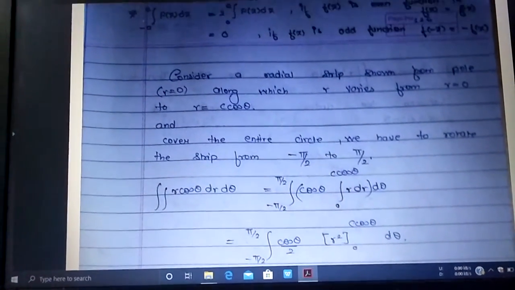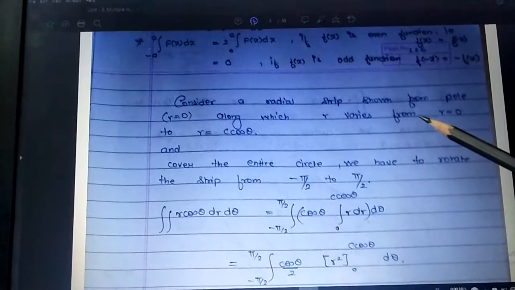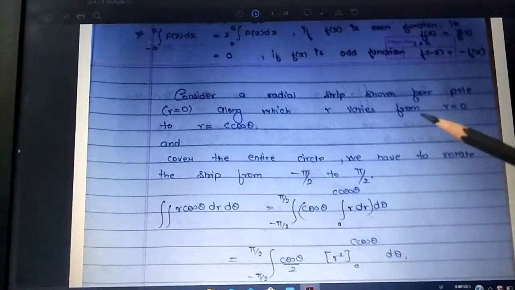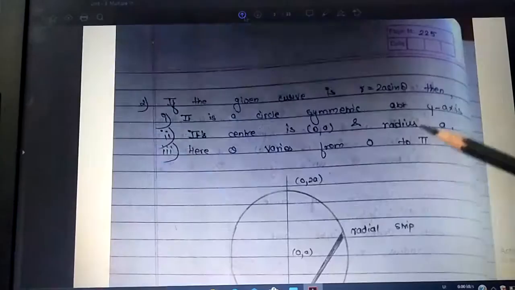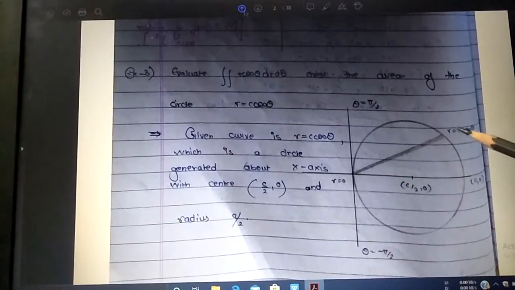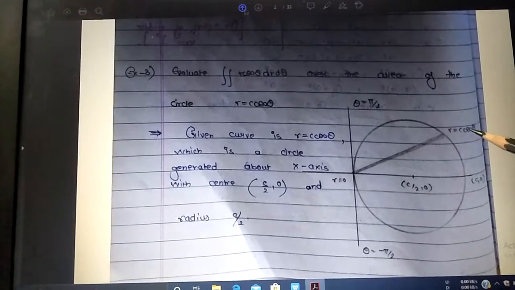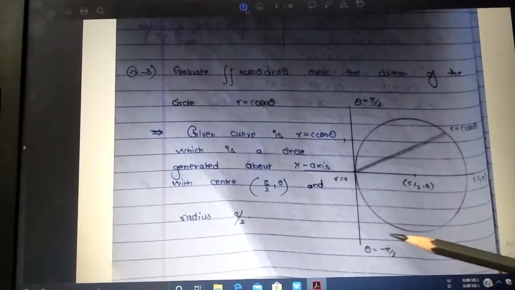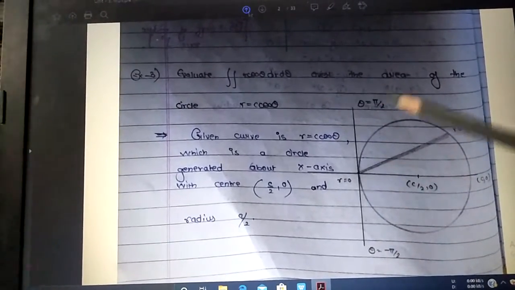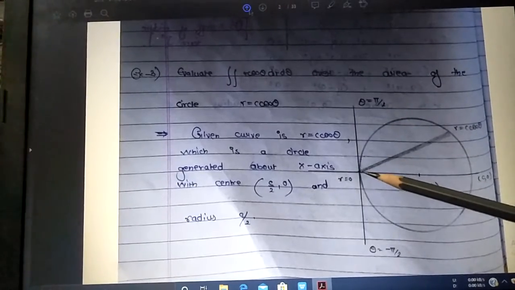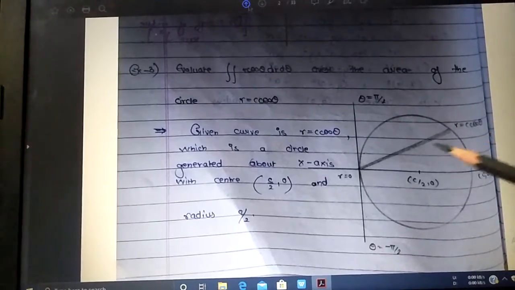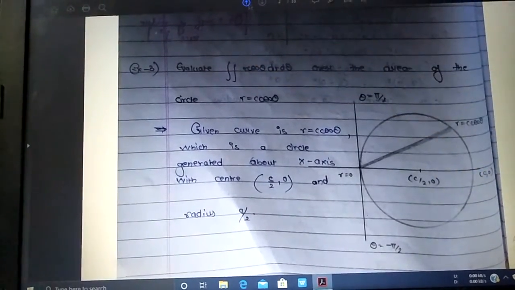From this curve we are getting the new limits, that is the limits of r and theta. Since the radial strip is drawn from the origin, r equal to 0 and it ends at this curve, so r varies from 0 to c cos theta. If we rotate this strip in this region, theta goes from minus pi by 2 to pi by 2. In this way we got the limits, so we can substitute the limits in this integral and evaluate.